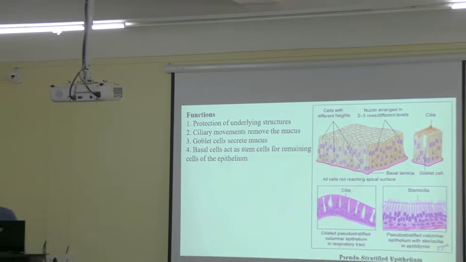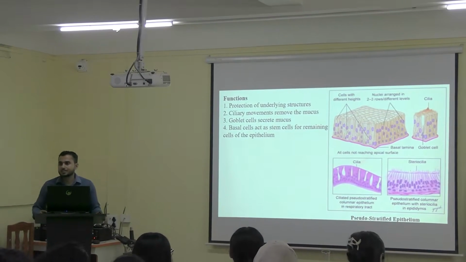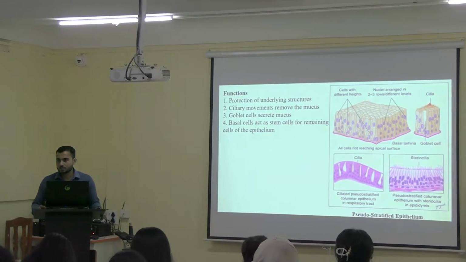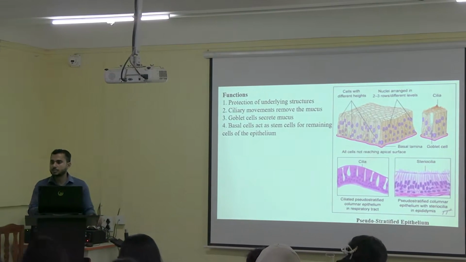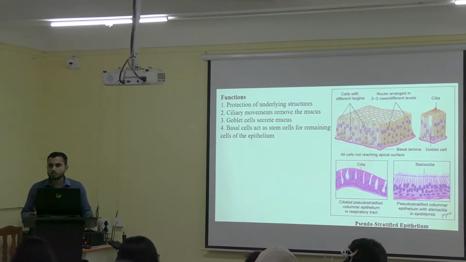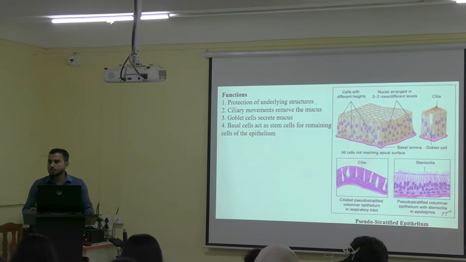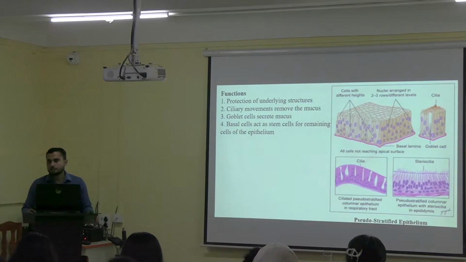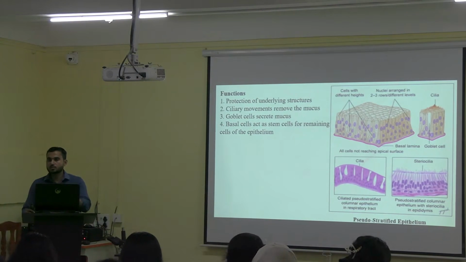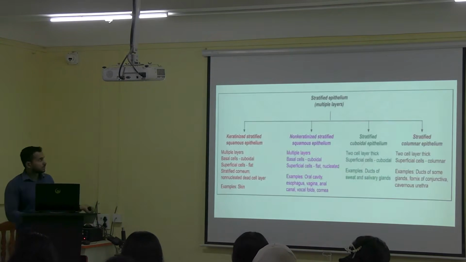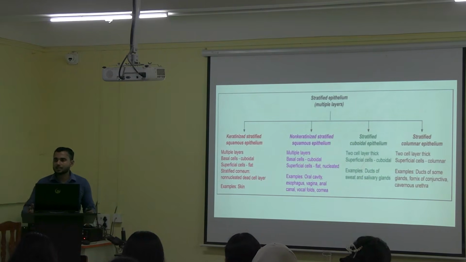Now, what is the location? The location is the respiratory tract, mainly the trachea. So I have a slide of trachea also. There I will show you the pseudostratified columnar epithelium, and along with that I will show you the cilia also. It comes with some modification. Okay, so that is all about the single layer.